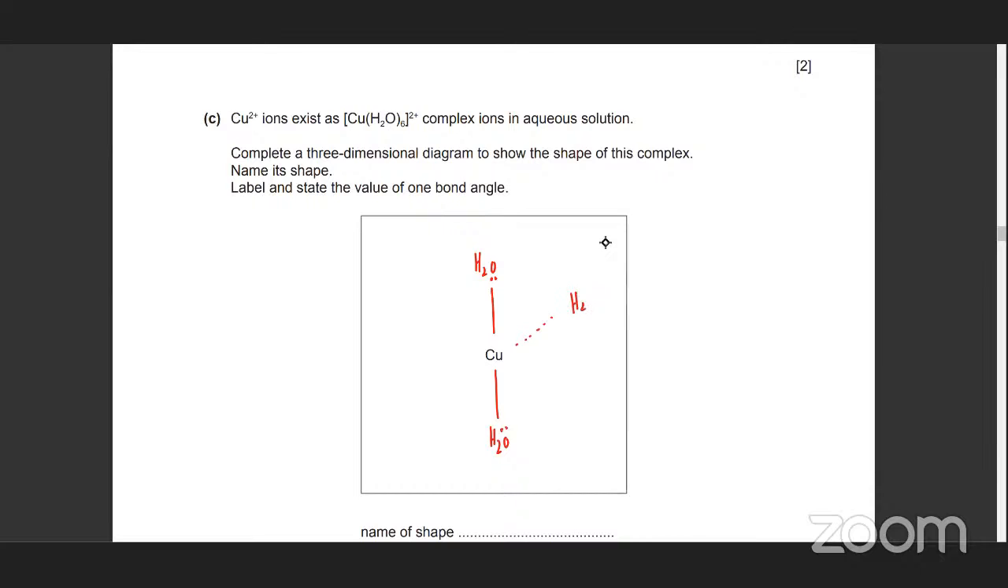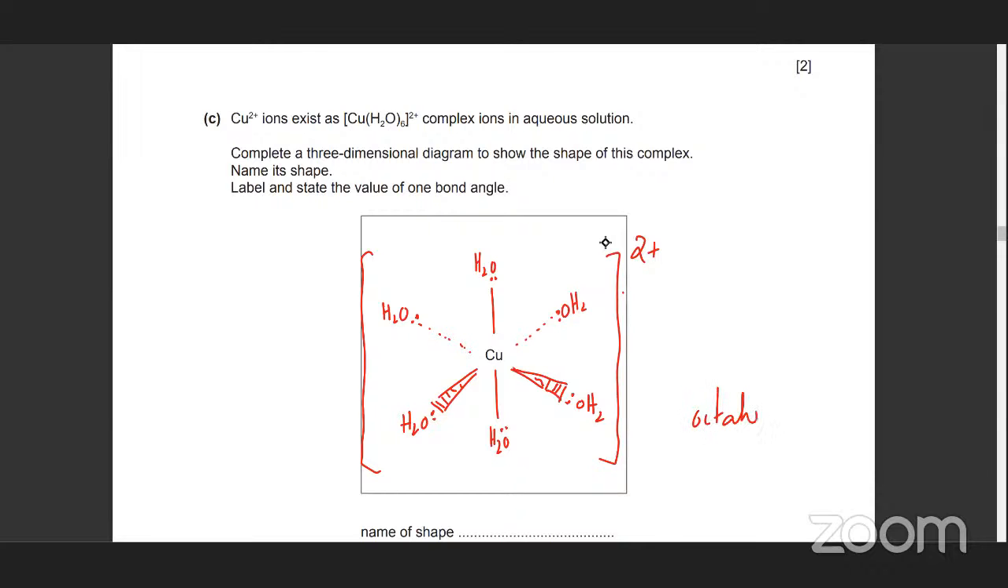There are going to be water molecules on each axis. And the overall charge on this is 2 plus. Okay, this is an octahedral shape, and all the angles are 90 degrees. Let's have the next one.